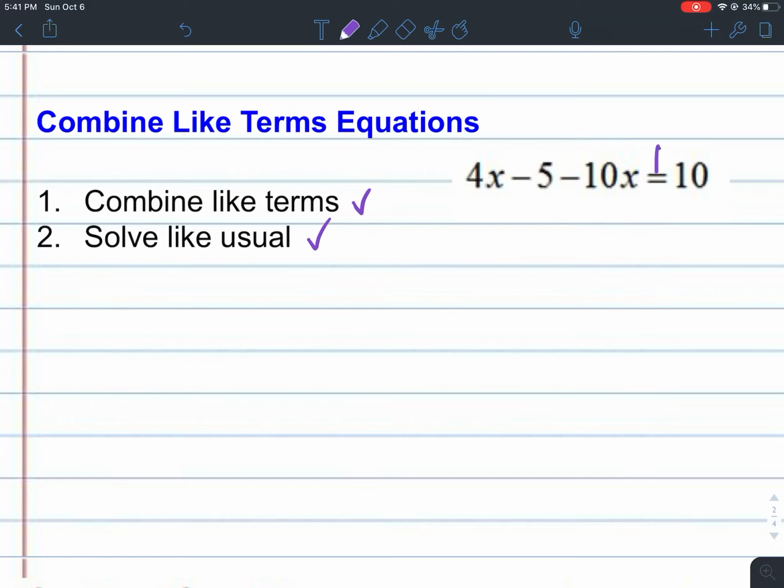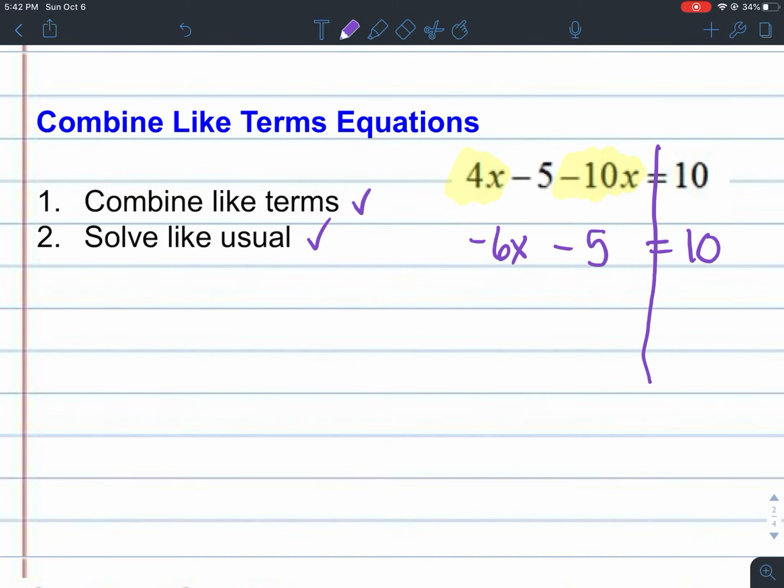So I'm going to start out equations like I normally do, drawing a nice line down the equal sign. But before I start adding 5, which some of you might be tempted to do, I want to combine like terms first. Let's go ahead and put these two terms together. Like from last class, we had 4x and negative 10x. You get negative 6x. And then we're just going to bring down everything else. So minus 5 equals 10.